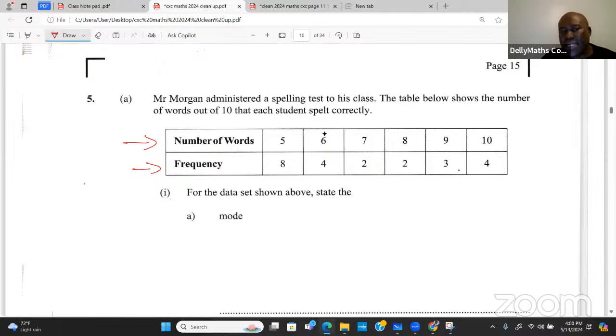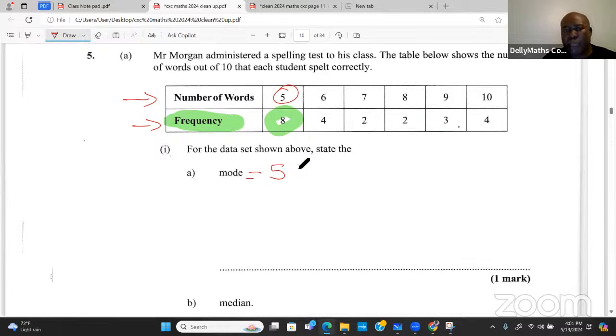They said for the data set shown, state the mode. If you're going to state the mode, you have to look at the frequency. So our focus has to be here. We want to look for the biggest frequency, which is 8. When you see the biggest frequency, you pick up the number of words. So the mode is going to be 5, not 8. The 8 just shows you what to select from your data set. In other words, 5 came 8 times. That's what we're saying.